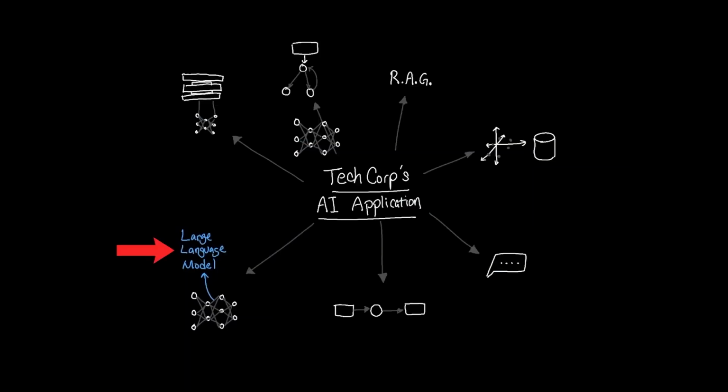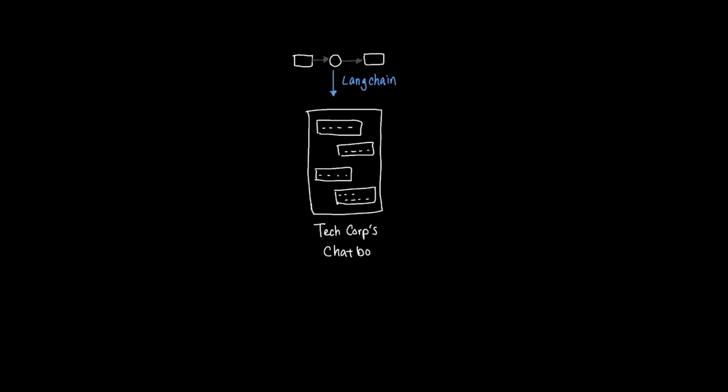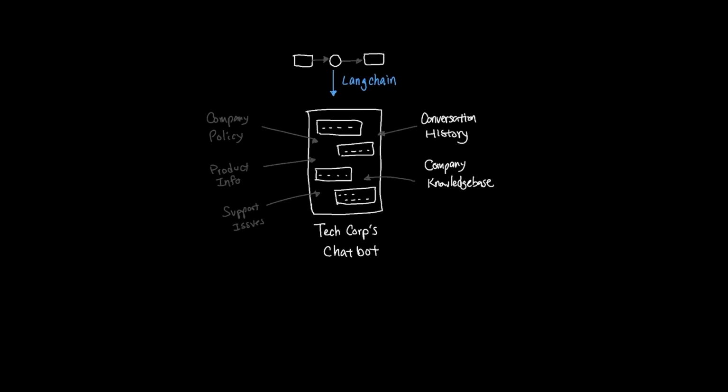Now that we understand how LLMs and embeddings work, we will need a system that ties everything together. In our case, TechCorp needs a chatbot where customers can ask questions about company policy, product information, and support issues. The chatbot needs to remember conversation history, access the company knowledge base, and handle complex multi-step interactions.